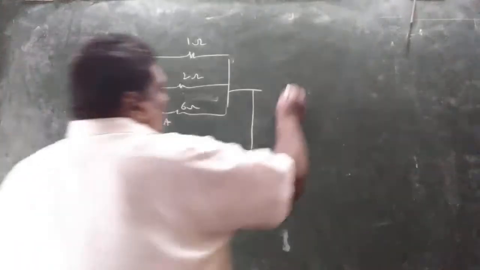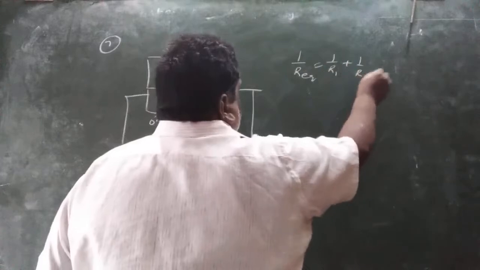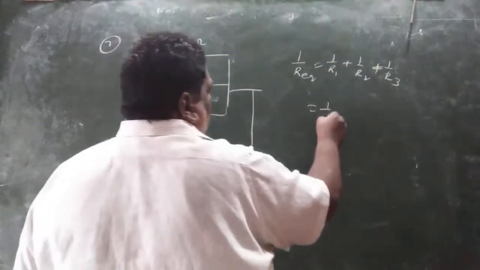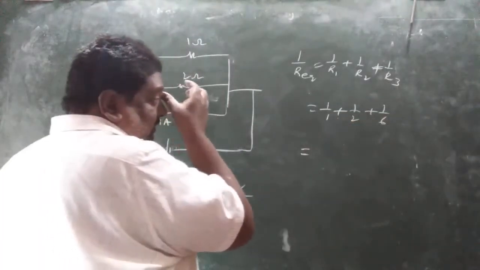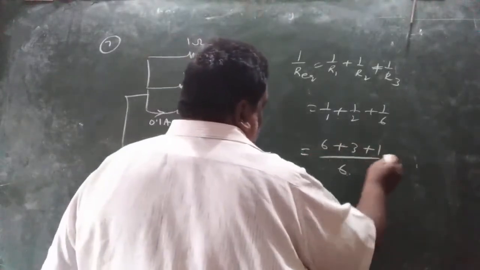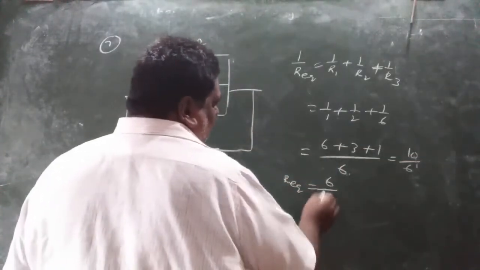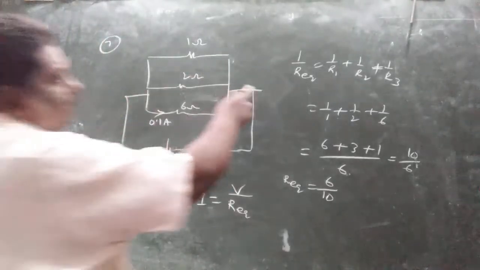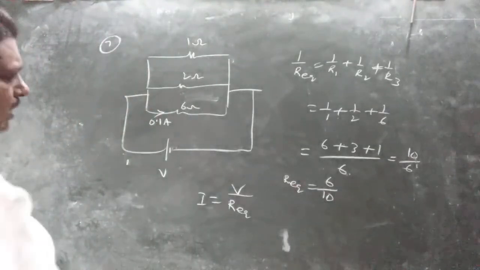What is the total resistance? 1 by R equivalent equals 1 by R1 plus 1 by R2 plus 1 by R3. So 1 by 1, 1 by 2, 1 by 6. Multiply with the LCM, that is 6: 6 plus 3 plus 1, which equals 10 by 6. So 1 by R equivalent is 10 by 6, and reversing, R equivalent equals 6 by 10. So R equivalent we find.